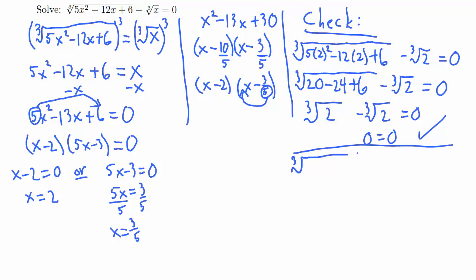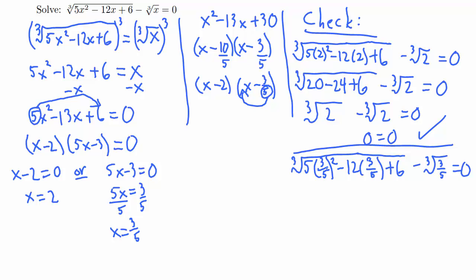So that's going to give me the cube root of 5 times 3/5 squared minus 12 times 3/5 plus 6, minus the cube root of 3/5. And again, we're hoping that that's 0. Now, notice that the cube root of 3/5, there's nothing we can do with that because the cube root of 3 you can't simplify, and the cube root of 5 you cannot simplify. We could rationalize the denominator, but we're not going to need to.